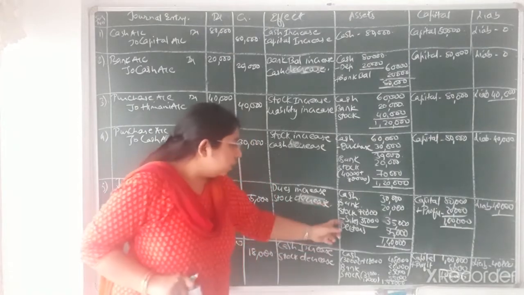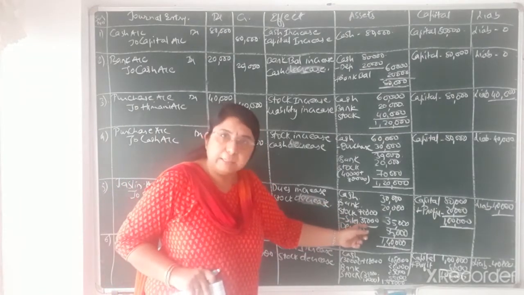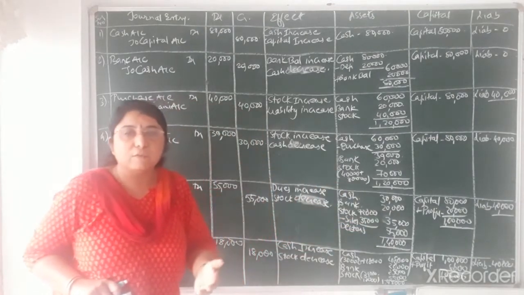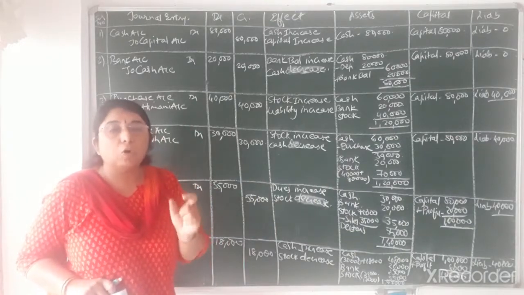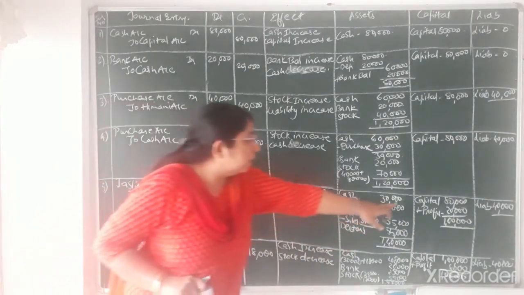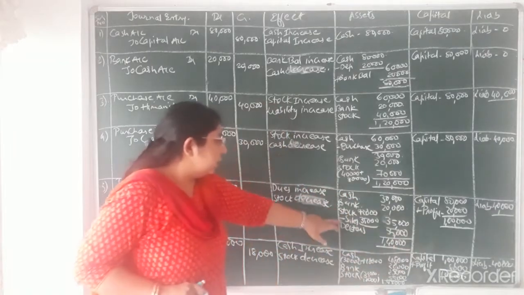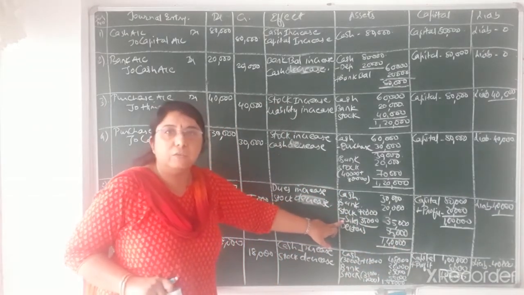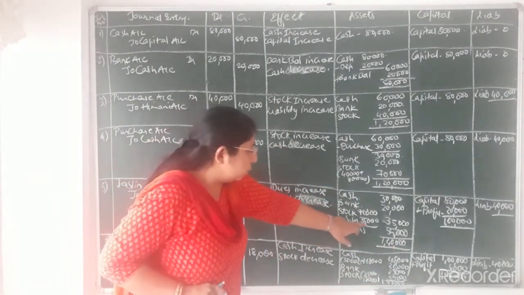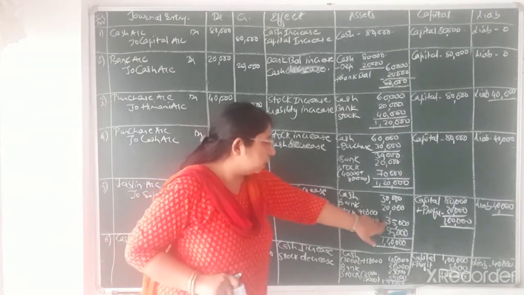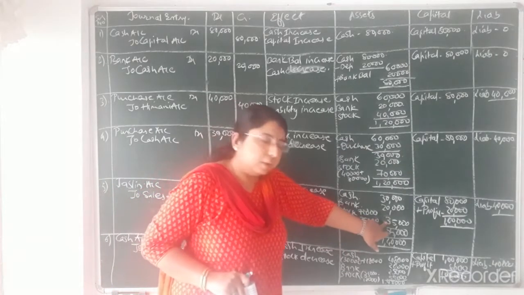So actually the stock will reduce by only rupees 35,000. Whatever the extra price we have sold the goods at, that would be the amount of profit, and that will be added in capital. Here we'll deduct only the actual price of that stock of goods, that is rupees 35,000. 70 minus 35, the remaining balance of stock would be 35,000.